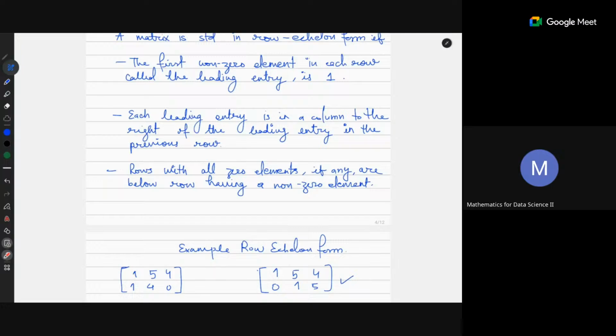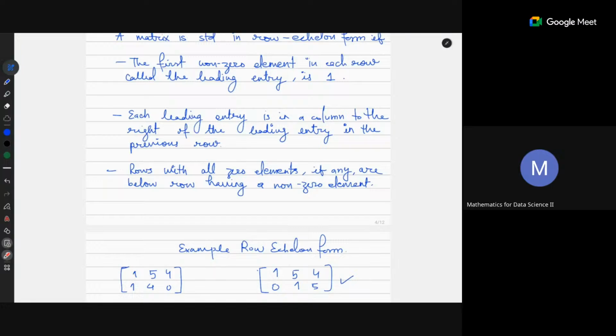Whereas if you look at this example on the left-hand side, the leading entry 1 is in the first row. That is fine. The second leading entry is also in column 1, but it should be to the right of the column of the first leading entry. That means it should be in the second column, or in the third column. It should be to the right of the first column. That is what it says.